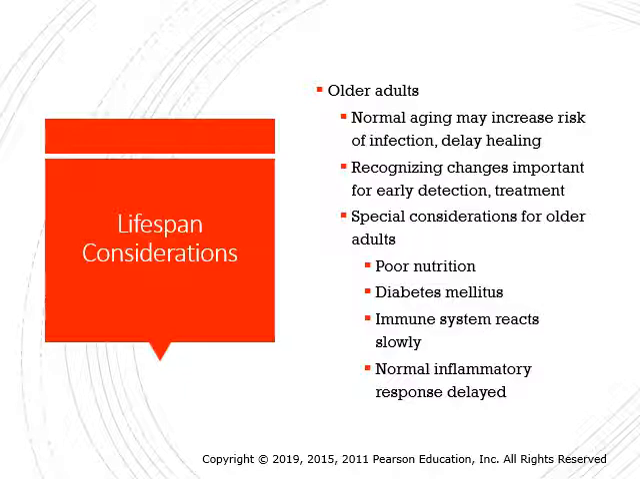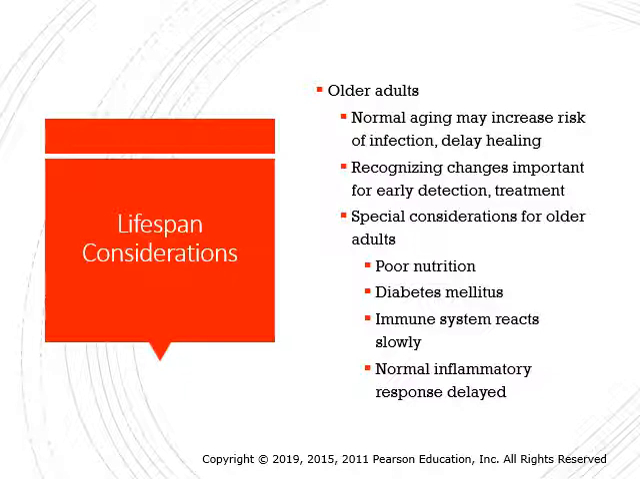Okay, older adults. Normal aging may increase the risk of infection and delay healing. And that seems logical, right? We have a slowdown in our body processes. Our body systems aren't functioning as optimally as they once were. So for these folks, it's important to recognize and treat early. Okay, so again, assessment is key.